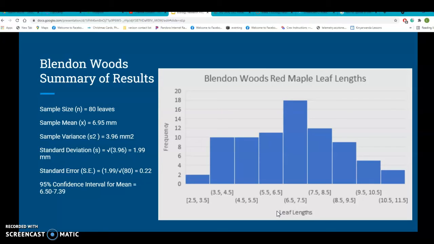For Blendon Woods, my sample mean was 6.95, variance 3.96 millimeters squared, standard deviation was 1.99 millimeters, my standard error was 0.22, and my 95% confidence interval was 6.5 to 7.39, with maybe a little bit better normal distribution.